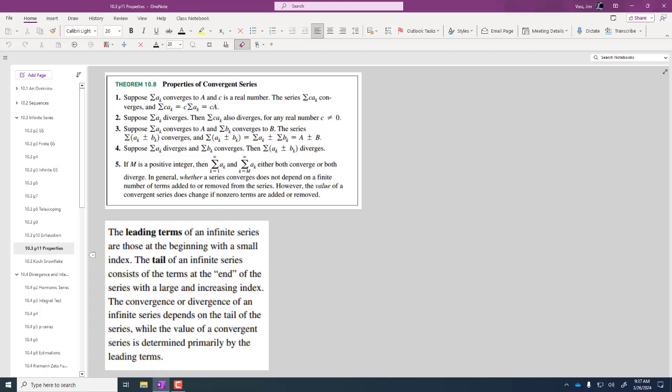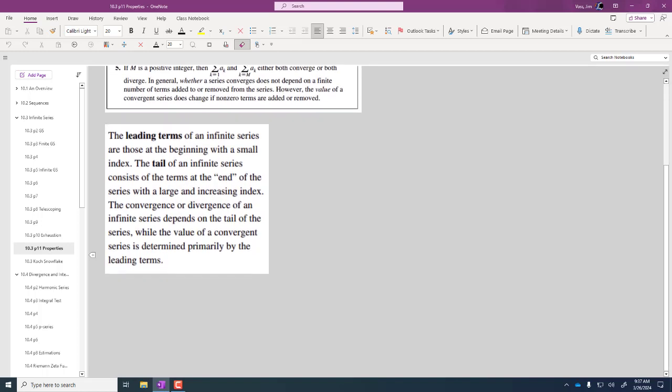Because the terms have to go to 0 if you're going to get convergence. If you start adding terms together and their terms aren't going to 0, then you're going to get divergence. The terms have to be going to 0. That's a necessary condition. And so that's just kind of the summary here.